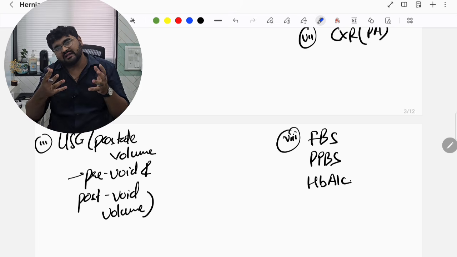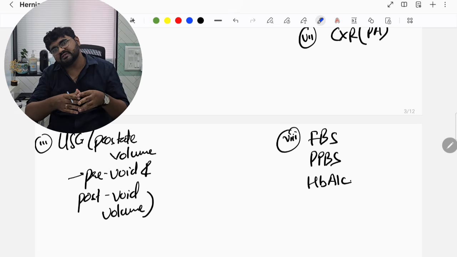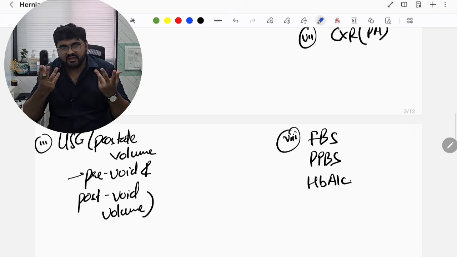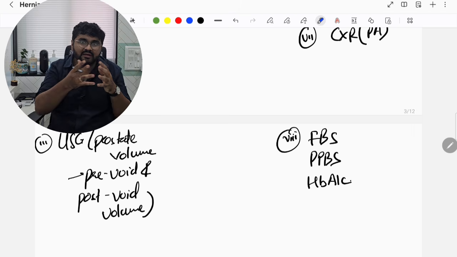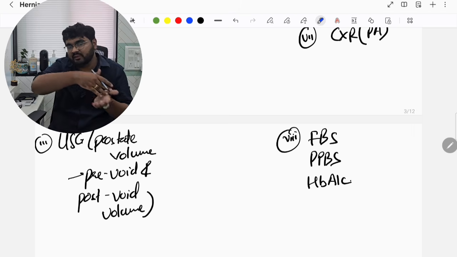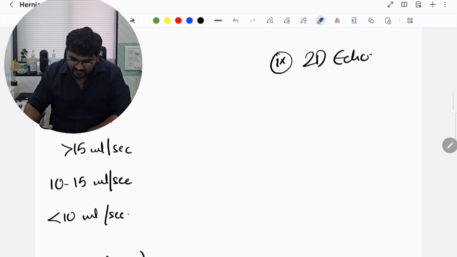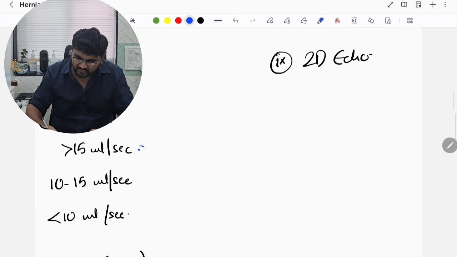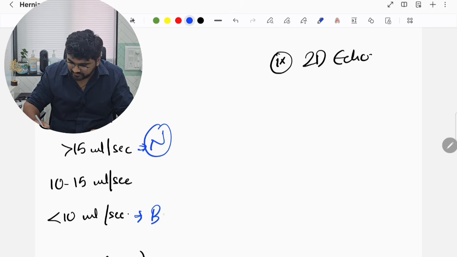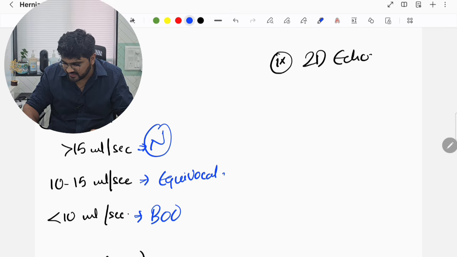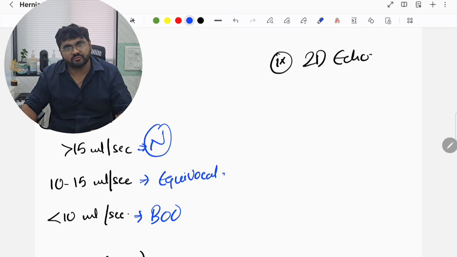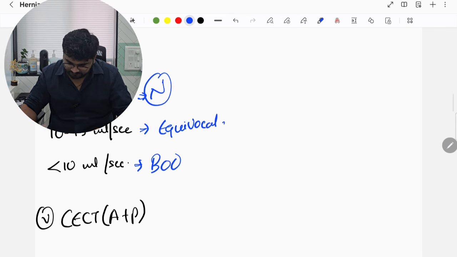Or if it is too enlarged and you think that this patient might require surgery, take a urologist's opinion, and maybe you can couple TURP with the hernia surgery that you are planning, right? So next is urine flow rate. More than 15 ml per second is normal. Less than 10 ml per second, bladder outlet obstruction, this is equivocal. You might have to do a proper urine flow rate or uroflowmetry, right?